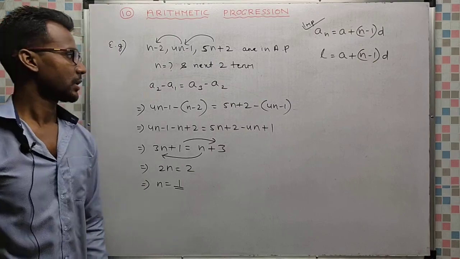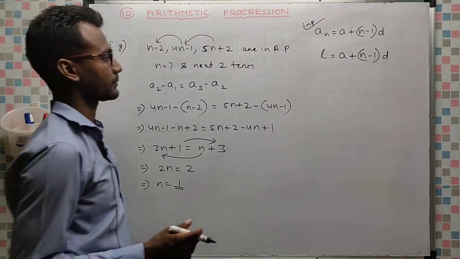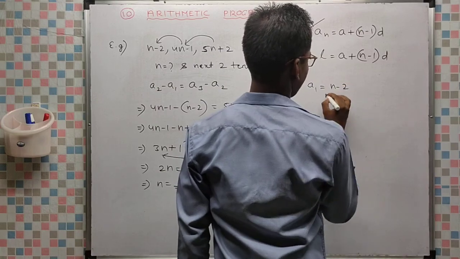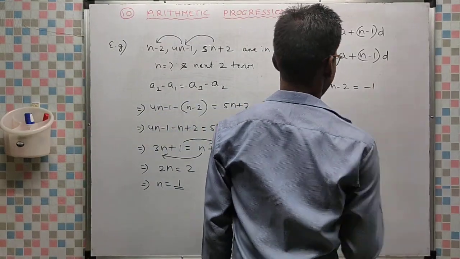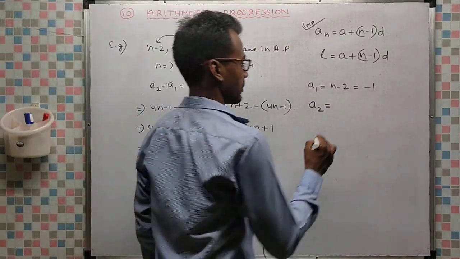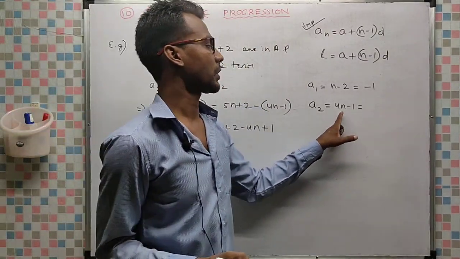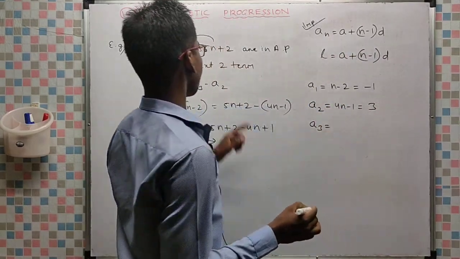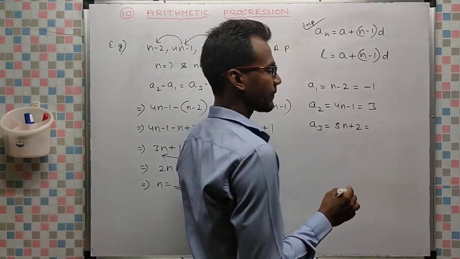We got n. Now you can easily find the next two terms, but before that you have to find these three terms. A1 is equal to n minus 2. n minus 2 means 1 minus 2, which is minus 1. A2 is 4n minus 1. n is 1, 4 into 1 is 4, 4 minus 1 is 3. A3 is 5n plus 2. 5 into 1 is 5, 5 plus 2 is 7.